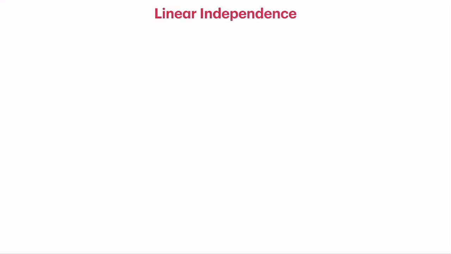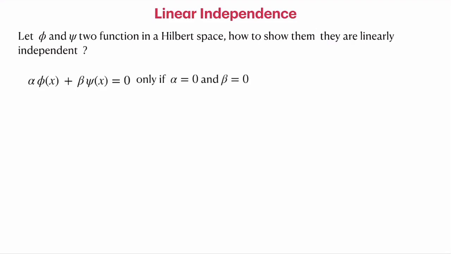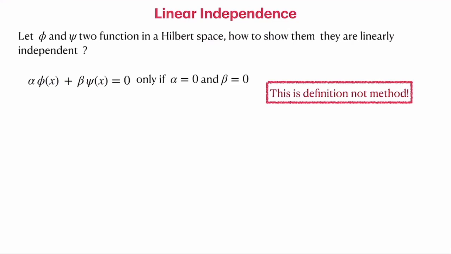Let's continue. Linear independence of vectors in the Hilbert space. Let's look at linear independence. Let two elements phi and psi be functions in Hilbert space. How do we show they are linearly independent? Of course, you would say that alpha times phi plus beta times psi should be equal to 0 if and only if alpha is equal to 0 and beta is equal to 0. No, this won't do, because this is a definition.